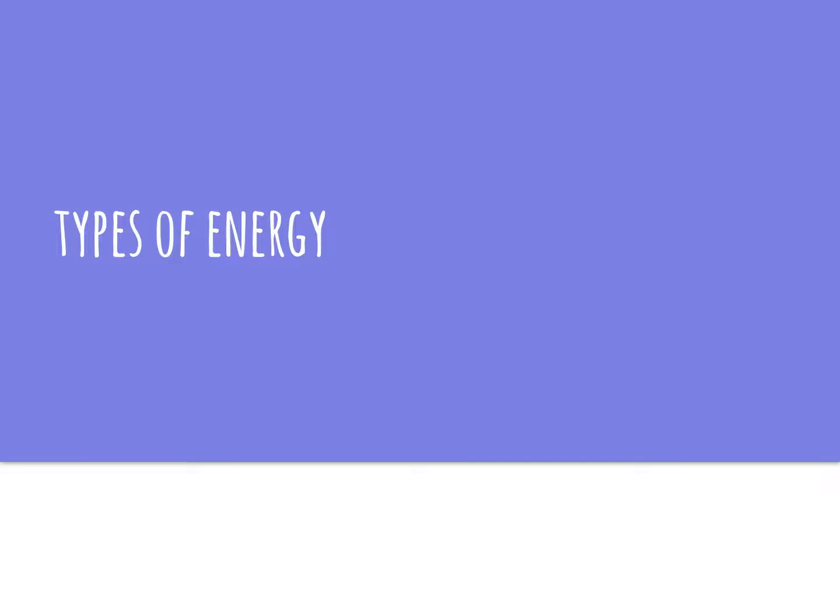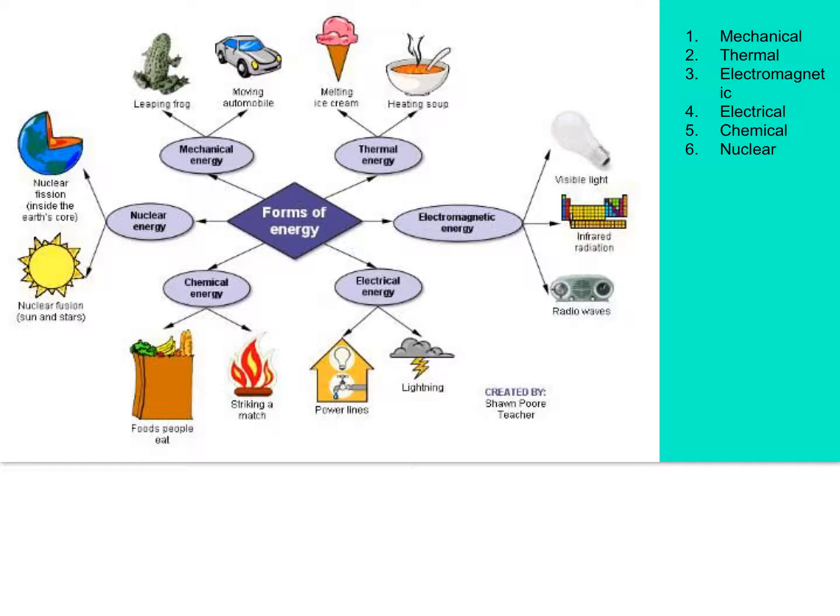Okay, so what are the different types of energy? I already mentioned we have kinetic and potential, but what else are there? If you look at this picture, there's a couple different things that come up, and there's going to be a couple more that we add later. We have mechanical energy, so anything that's moving, thermal energy, so anything that has heat to it, electromagnetic energy, this is going to be dealing with light, anything that's infrared, so things below the visible light spectrum, and radio waves.